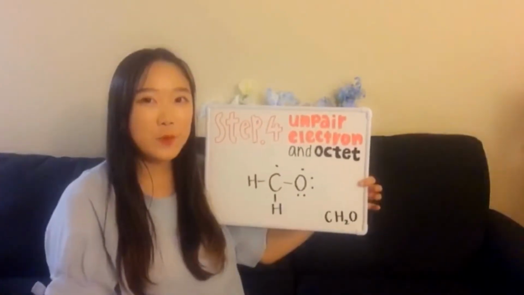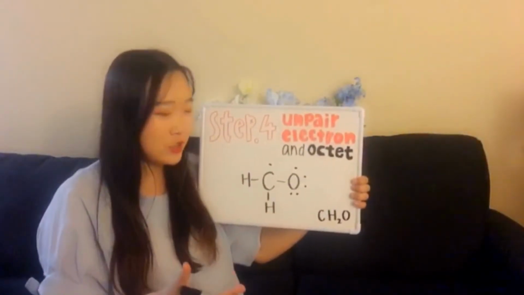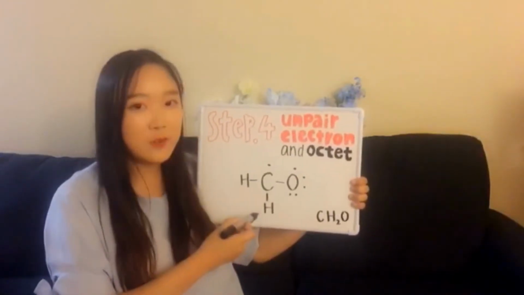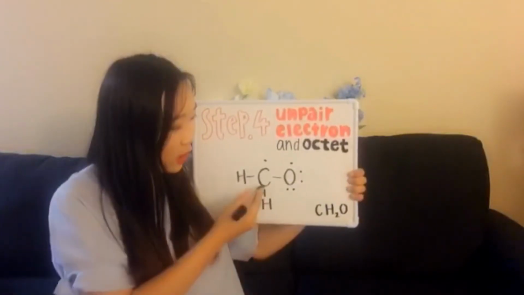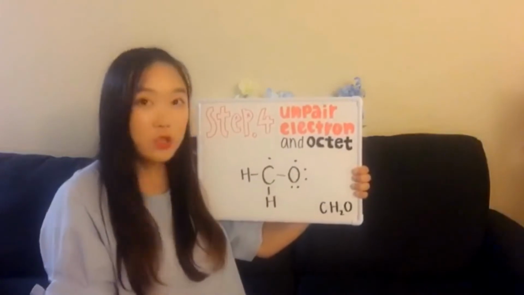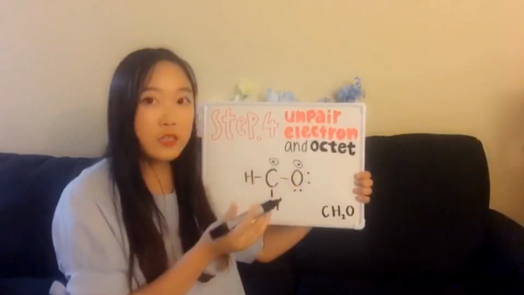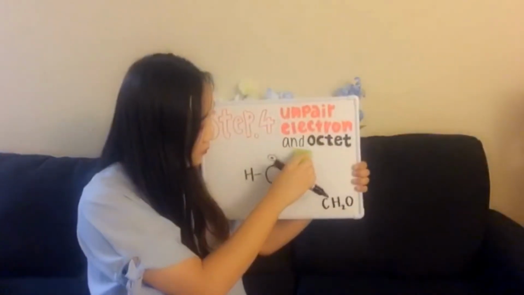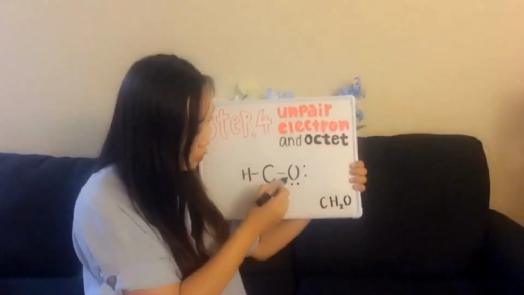So we learned how to form a bond with all these atoms. The next step is to check if they achieve an octet, except the hydrogens. Hydrogen does not need to fulfill the octet. Right now, in this case, carbon and oxygen do not fulfill the octet. So these unpaired electrons need to be shared to form a double bond.